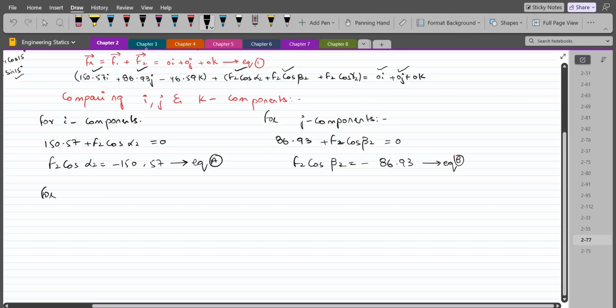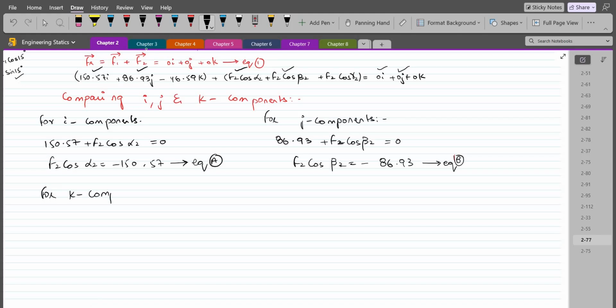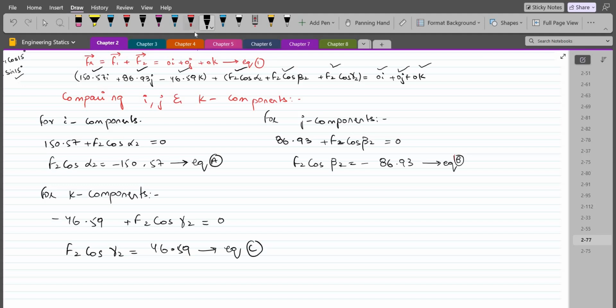Now for the k components, we have negative 46.59 plus F2 cos gamma 2 equals 0. If I rearrange this equation, F2 cos gamma 2 equals 46.59. Let's call this equation C. Now, we have to find the magnitude of the F2 force.